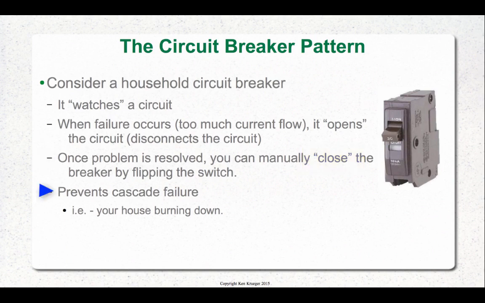The main point of the circuit breaker is to detect a failure condition and to isolate it. It isolates it and it stops it from becoming much worse. In doing so, it prevents a cascade failure. It prevents your house from burning down, basically.